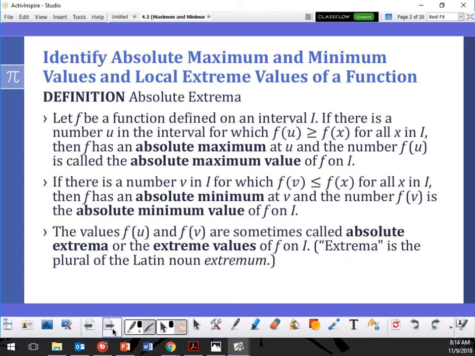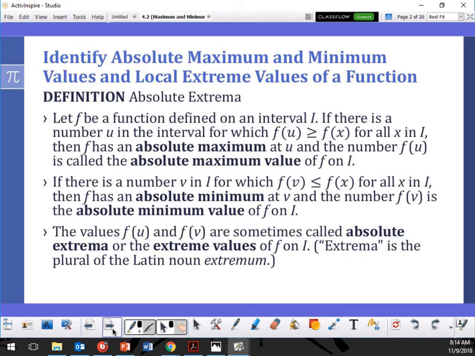All right. If there's a number v in I for which f of v is less than or equal to f of x for all x in I, then f has an absolute minimum at v, and the number f of v is the absolute minimum value on I. These are extrema values. It's the lowest point of your graph. If that point is lower than all the rest, that's the lowest. If that point is the highest out of everything else, that would be the absolute maximum, right?